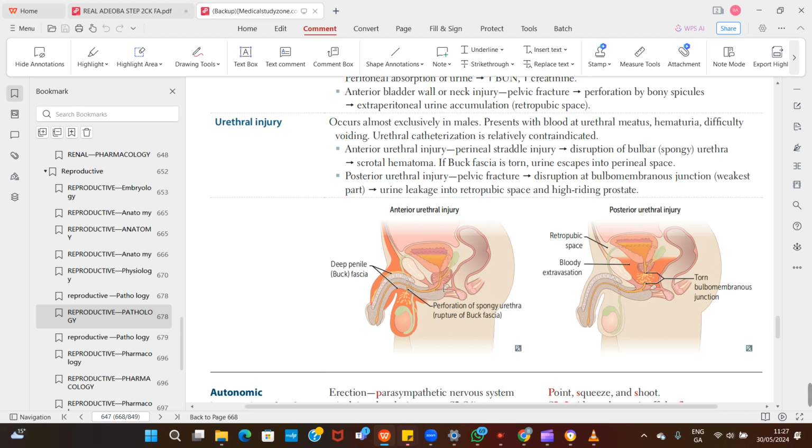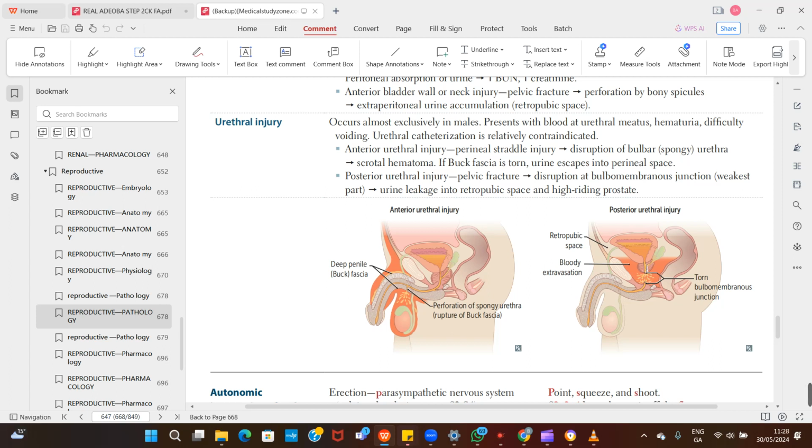So it's going to cause elevation of the prostate and the bladder. You can see the urine filling up the retropubic space, elevating the prostate and the bladder. So if you do your DRE to feel for the prostate, you will notice that the prostate is going to be high riding. It's going to be elevated, right? So a high riding prostate in somebody with pelvic injury should raise our suspicion for urethral injury, particularly the posterior urethral injury, due to tear at the bulbomembranous junction.